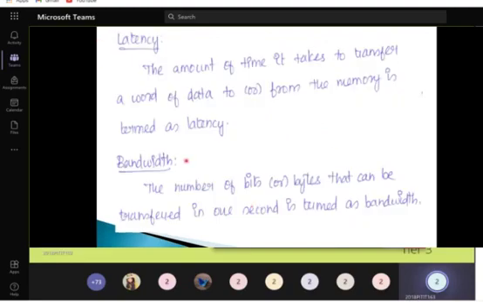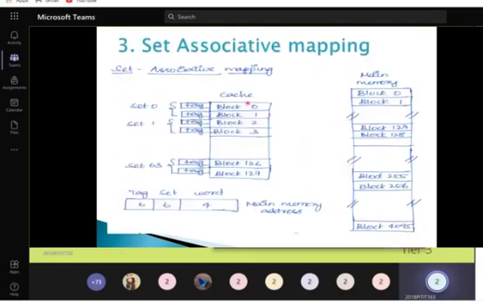So what is meant by latency? The amount of time it takes to transfer a word of data to and from the memory is termed latency. Bandwidth means the number of bits or bytes that can be transferred in 1 second. That we call bandwidth. So these are the things you need to know under this topic. They will be asking questions on how blocks move from the main memory to the cache, how it is happening, and problems like that. Okay, so do well.